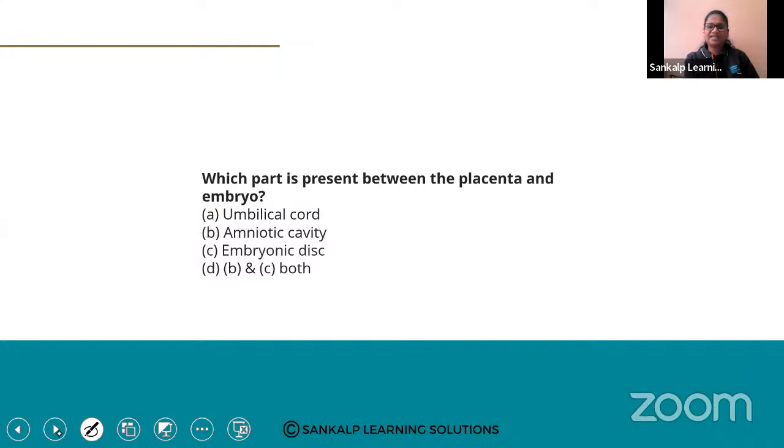Which part is present between the placenta and the embryo? Umbilical cord, amniotic cavity, embryonic disc, B and C both. Gautam, Dhanush, Archana, Sneha, Suhas, Sanvi and Gowda, Suchitra, almost all of them answered. Vinushri and Shreya Kumari answered option A, umbilical cord.